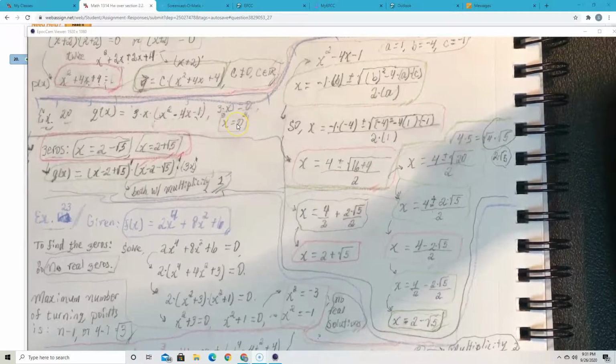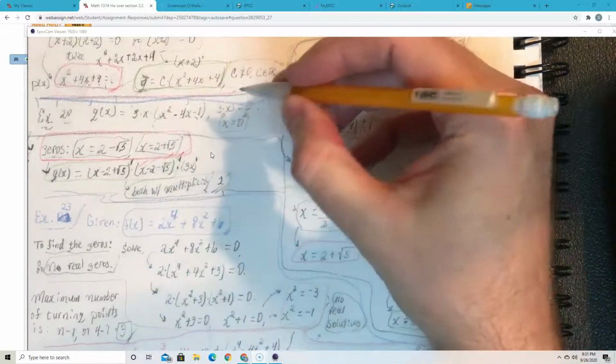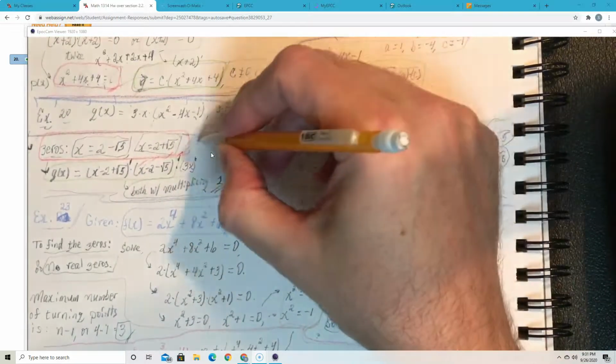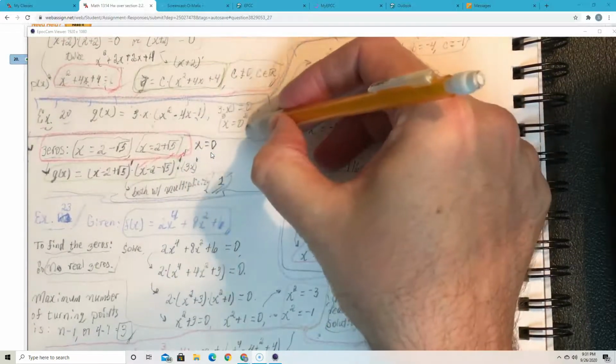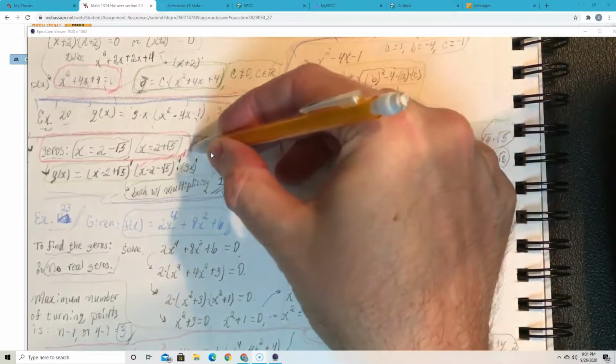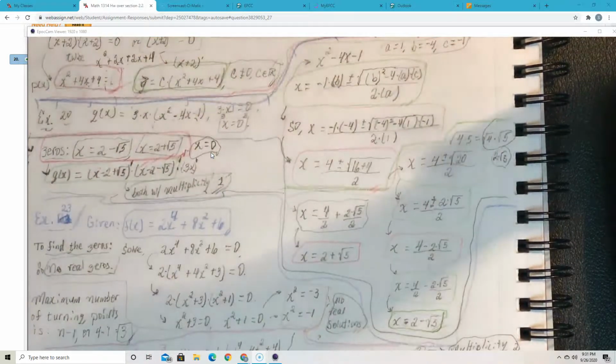And our 3 zeros are x equals 2 minus the square root of 5, x equals 2 plus the square root of 5, and we also have the x equals 0 from right here. So here are our 3 zeros, all of which, well, we'll go to WebAssign.